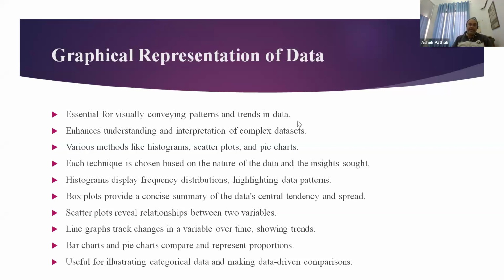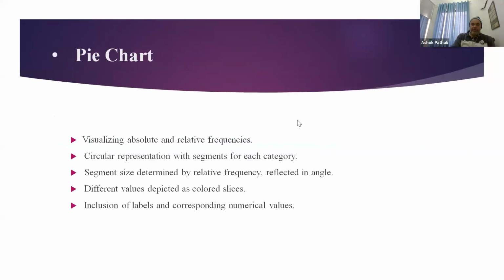Line graphs track the change in a variable over time, showing the trends. So this is the line graph. This is used in time series analysis. Bar charts and pie charts compare and represent the proportion. Pie charts and bar charts are more useful, and you can see them nowadays in cricket or in all your financial data, okay? Usefulness of listing correct data and making data-driven comparisons.